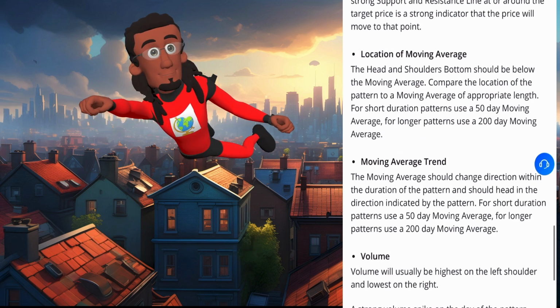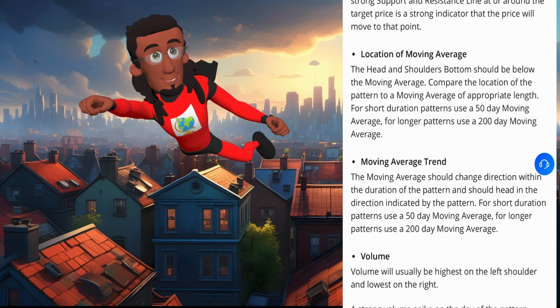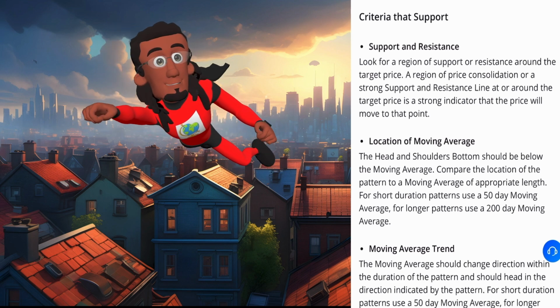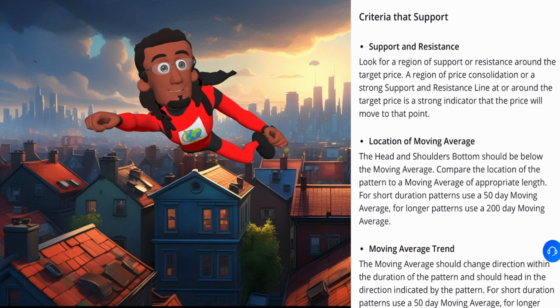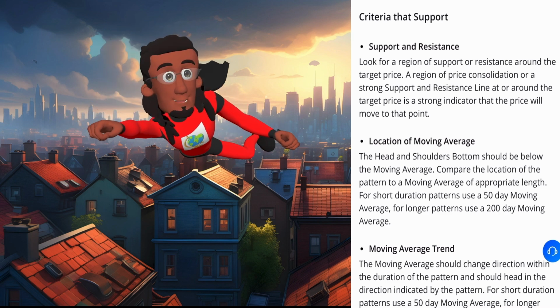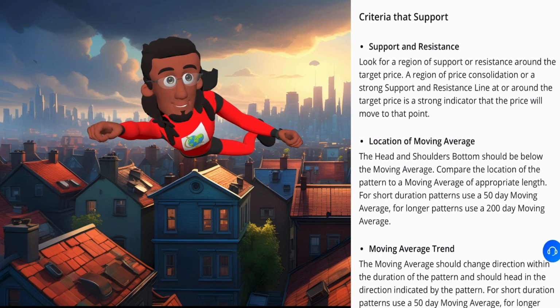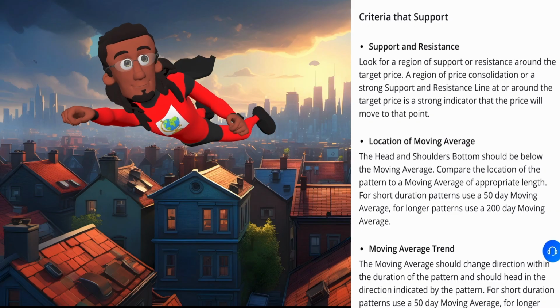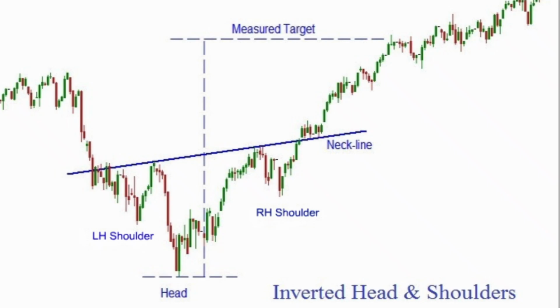All right, so let's look at criteria that support. This is crucial. Back to the basics, back to the foundational concepts that we leverage on this channel. Criteria and support: support and resistance. Look for a region of support or resistance around the target price. A region of price consolidation or a strong support and resistance line at or around the target price is a strong indicator that the price will move to that point. Again, look at that. They basically said that support and resistance is a strong indicator.